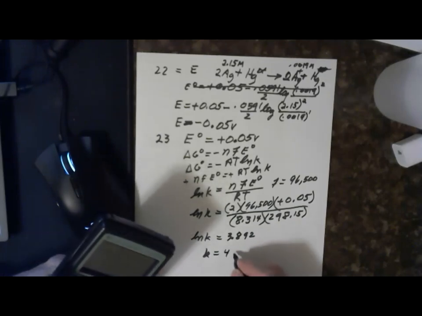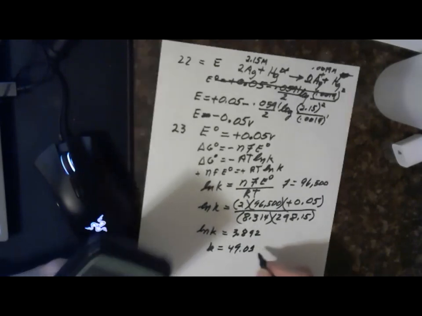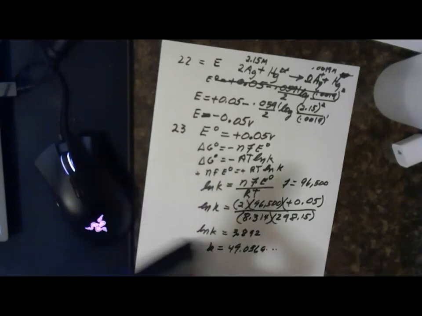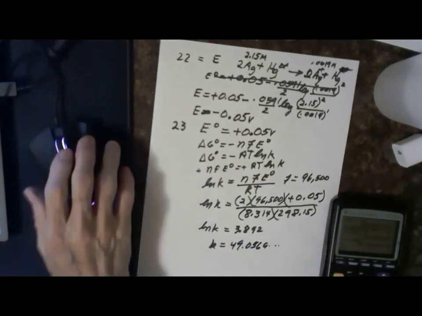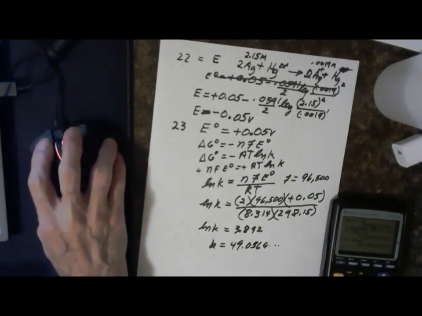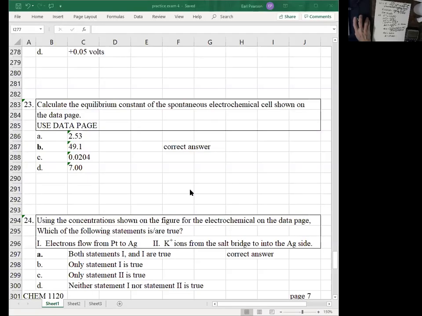Which is 49.0569 and a bunch of digits. So let's take a look and see if that's what we got for an answer over here. So I can go here and look at this. And sure enough, 49.1 is the correct answer.